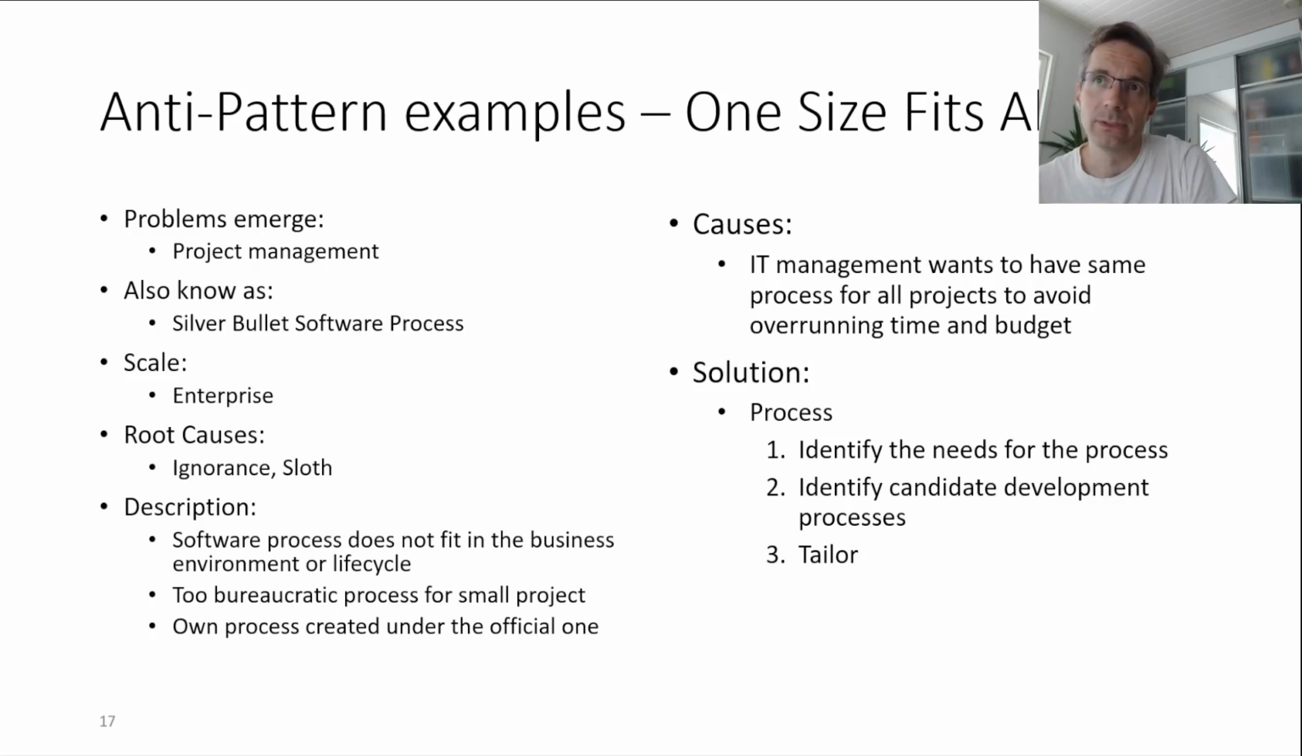And according to the book, the problems emerge in project management. This is also known as silver bullet software process. This is on an enterprise scale level. Root causes: ignorance, sloth. And the solution is a process one. Identify the needs for the process instead of just taking in the process as it is. Identify candidate development processes, and finally tailor the existing processes and the ones you have discovered outside to have a proper process that is a proper fit for the project that you are doing.